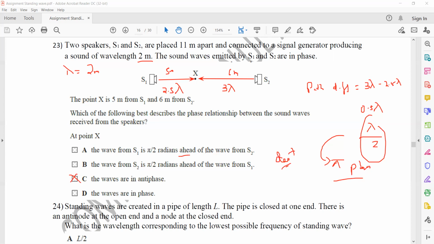This cannot be ahead. Why can we not compare this? Because waves are ahead or lagging only when they're traveling in the same direction. But in this example, the two waves are traveling in opposite directions, so we cannot compare which one is ahead or which one is lagging behind. We can only compare whether they're in phase or anti-phase, or constructive or destructive interference. That's why C is the right answer for this.